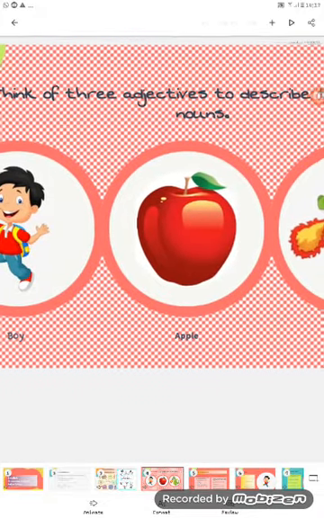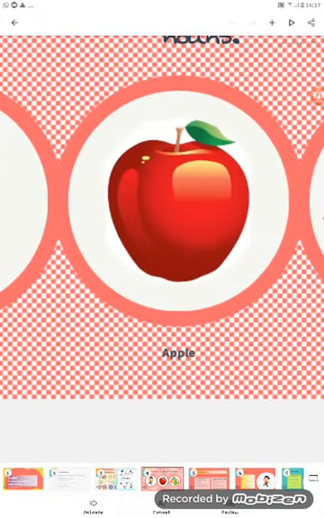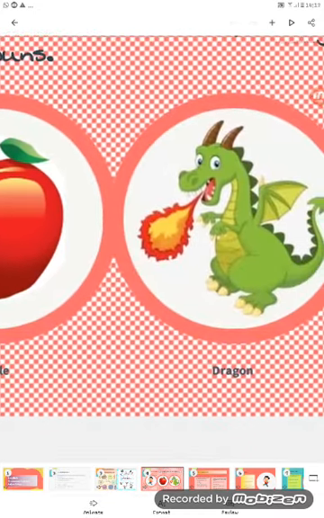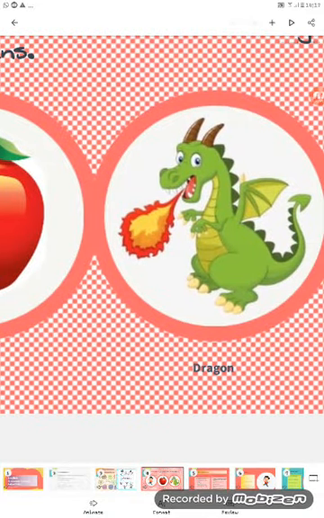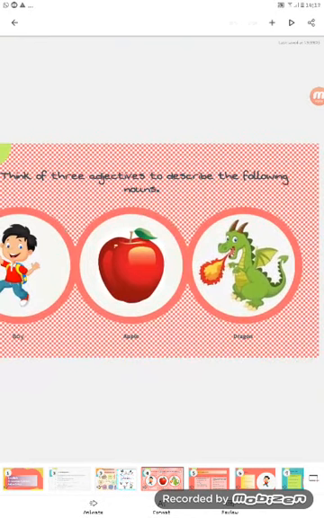Now, let's move on to the next example. Apple is a noun. And how are we going to describe it? Think of the words to describe the apple. Red apple, juicy apple, yummy apple. Yeah, very nice. Now, move on to the next example. Dragon. Yes, a brave dragon, a green dragon, a huge dragon. Yes, a silly dragon. Very good. I hope you get the concept of adjectives now.